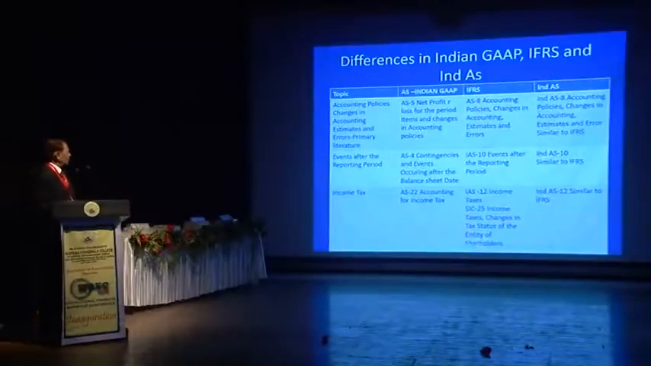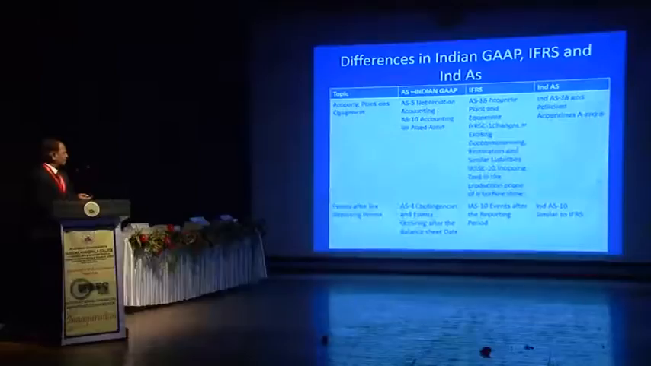Accounting policies, changes in accounting estimates and errors, events after the reporting period, and income tax. There are differences which are visible clearly between the three of them. Property, plant and equipment, events after the reporting period.